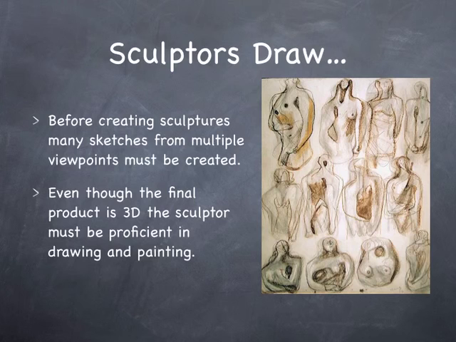This is an example of some drawings done by Henry Moore. He's a famous monumental sculptor from England. And you can see here how he thought about different views of the same sculpture. Since a sculpture in and of itself has to be seen from multiple sides, you have to consider it from different points of view.